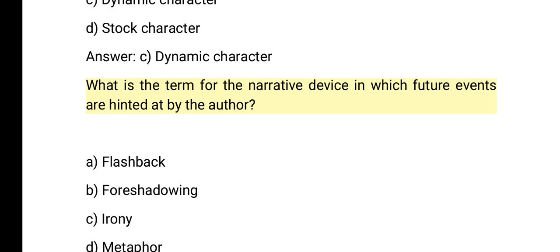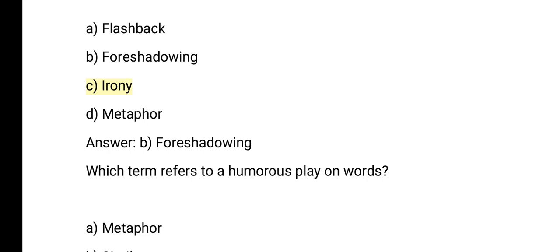What is the term for the narrative device in which future events are hinted at by the author? A. Flashback. B. Foreshadowing. C. Irony. D. Metaphor. Answer. B. Foreshadowing.